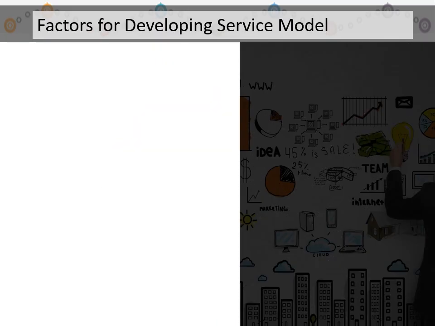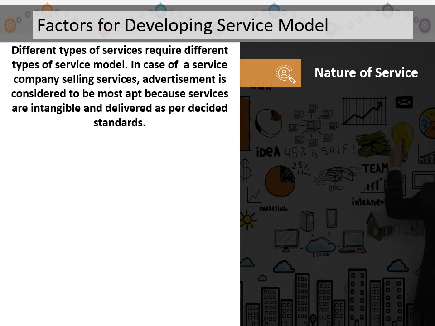Factors for developing service model. Nature of service. Different types of services require different types of service models. In case of a service company selling services, advertisement is considered to be most apt because services are intangible and delivered as per decided standards.